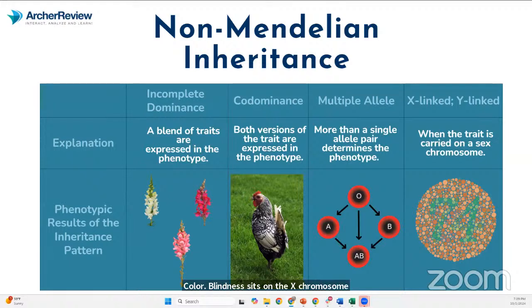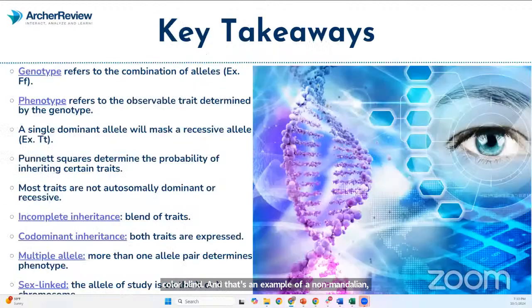And so since men get an X and a Y and they only get one X, if they receive the recessive trait, then they're colorblind. So if you can see the number in that screen, then you're not colorblind. But if you can't see it, you may be colorblind. And that's an example of a non-Mendelian inherited sex-linked trait.